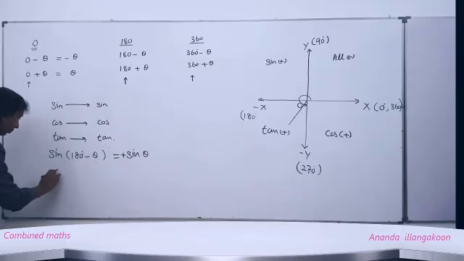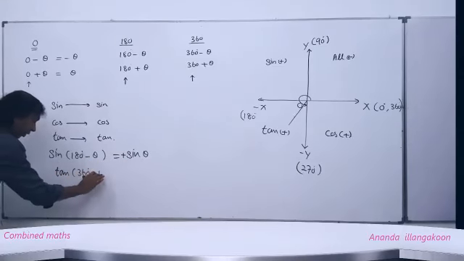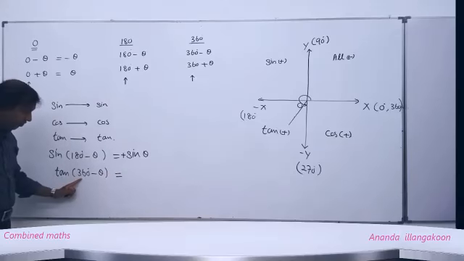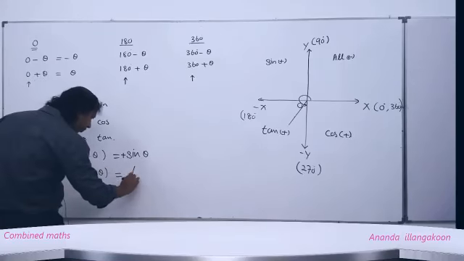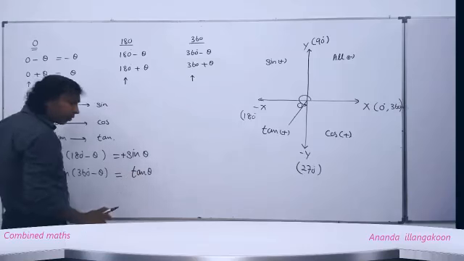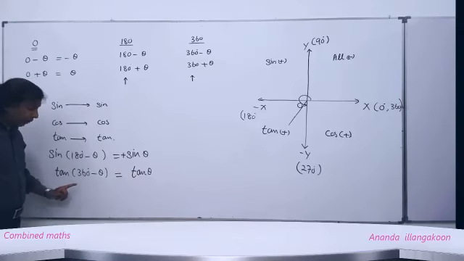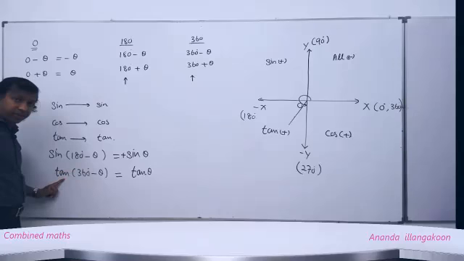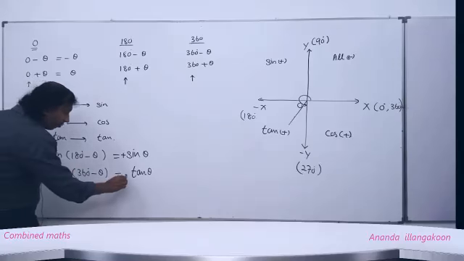Next one, we'll take tan of 360 minus theta. The first angle is on the x-axis. The tan ratio doesn't change. Tan theta. Where is this angle, people? Fourth quadrant. In the fourth quadrant, only cos is positive. But here we have tan negative. So therefore, we put a minus sign on the right hand side.